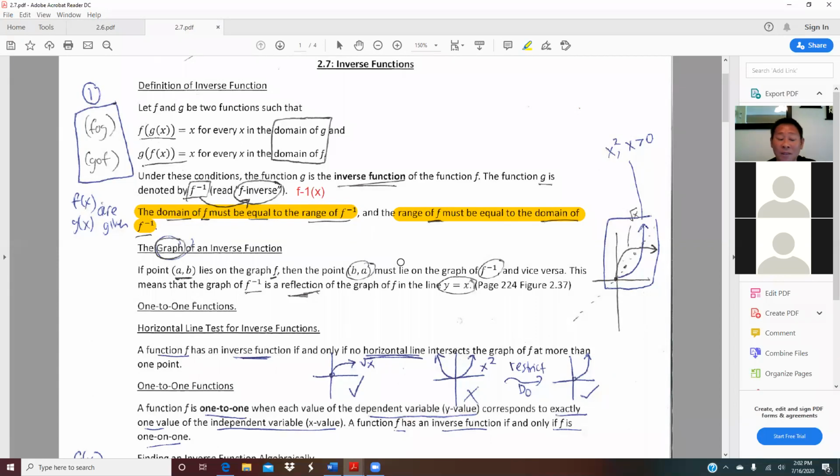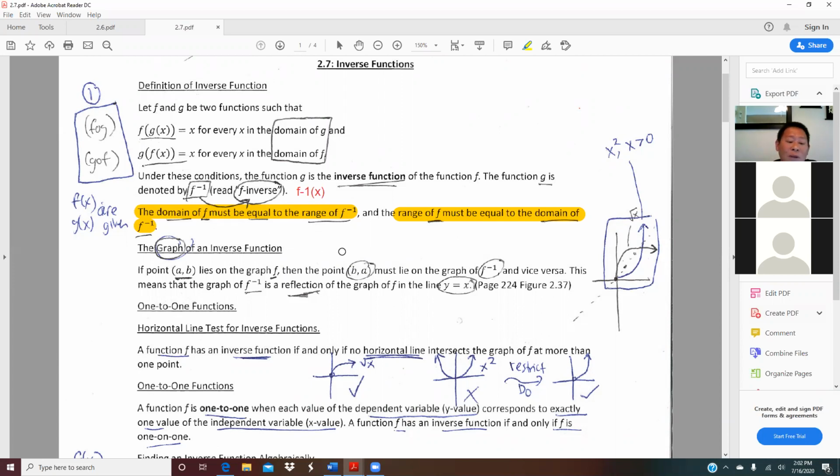So that's why this is very, very important. If you know the domain and range of one function, you will automatically know the domain and range of the other function. You just flip-flop it. Now, this is how we do it using functions.